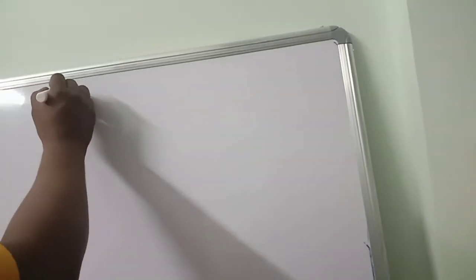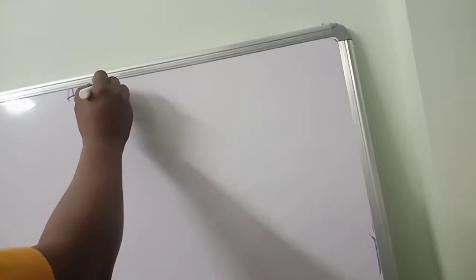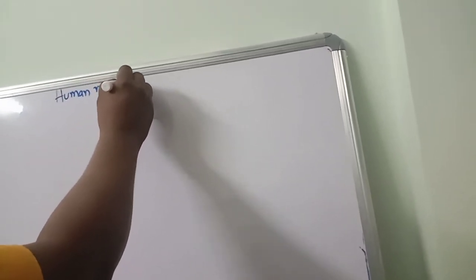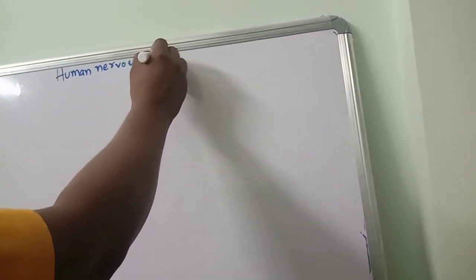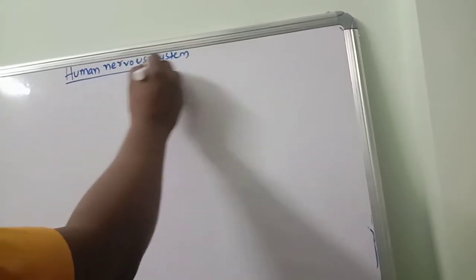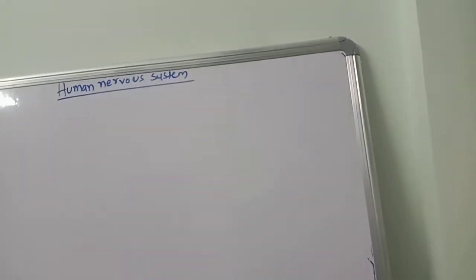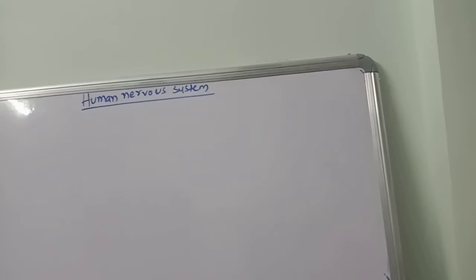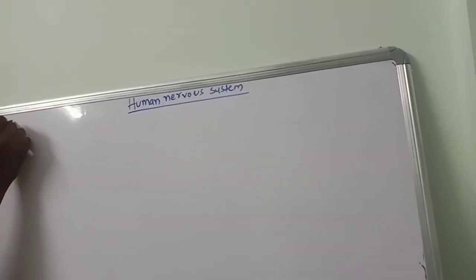Next concept is the brain. Human nervous system. Here are the things we have to remember. There are three parts in the human nervous system.